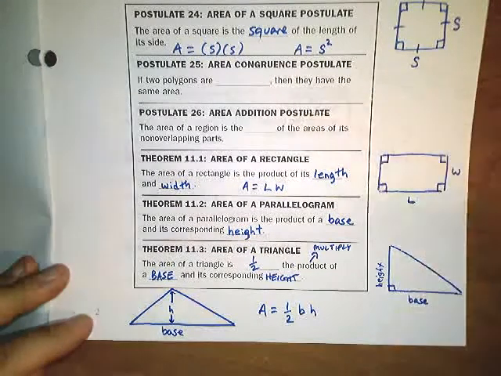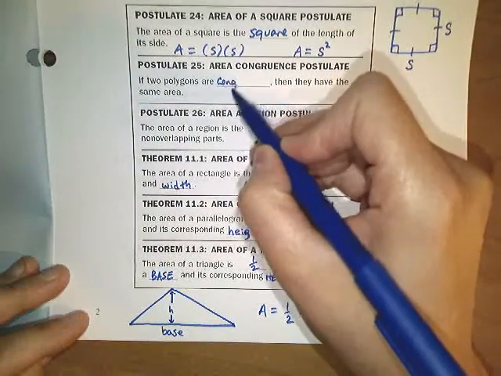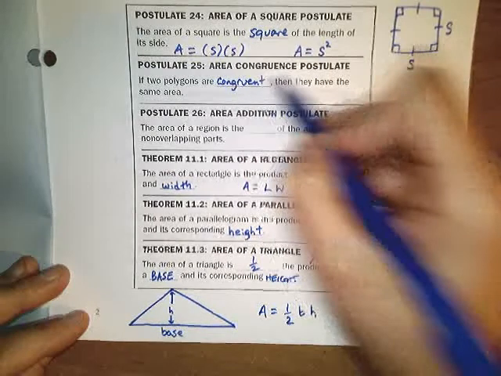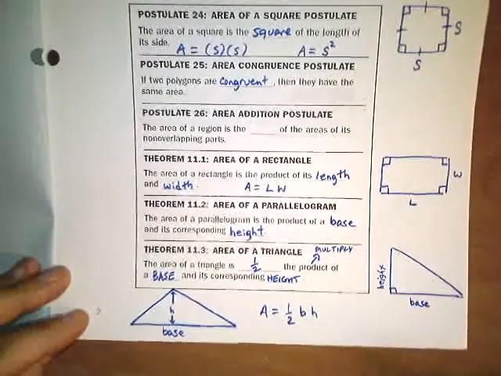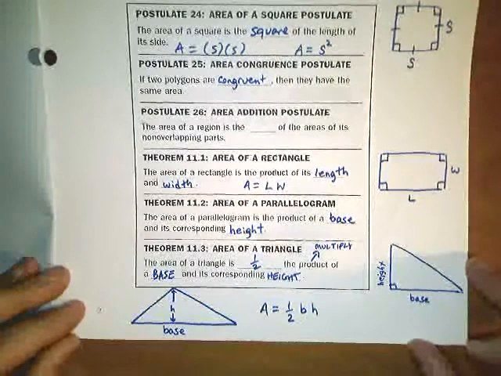Postulate number 25 is pretty straightforward. It simply says that if two polygons are congruent, that means they're exactly the same size and shape, then they have the same area. That makes sense. They cover the same amount of surface if it's the exact same size and shape.